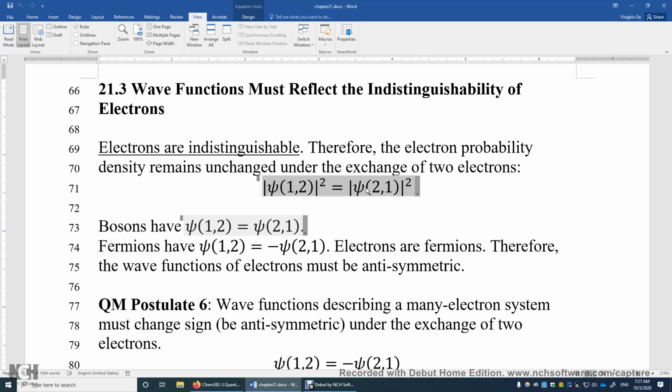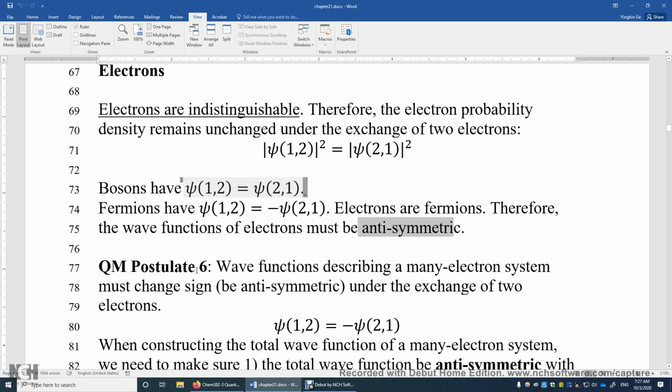When psi 1, 2 is equal to psi 2, 1, we call those particles bosons. When psi 1, 2 is equal to negative psi 2, 1, we call those particles fermions. Electrons are fermions, and therefore the wave functions of electrons must be anti-symmetric. Anti-symmetric means when we swap two electrons, the sign of the wave function should change.